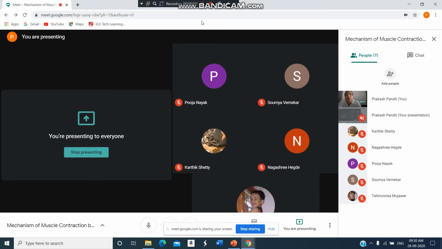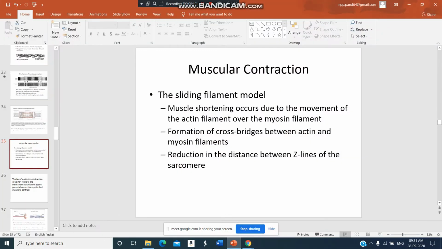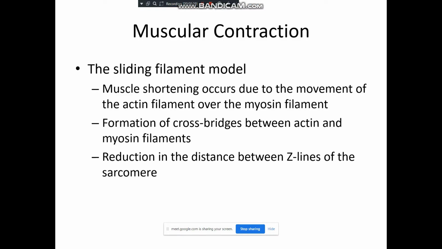So we will continue from where we have stopped. But before that, I would like to refresh your memory with respect to what we have discussed in the previous class. We are discussing muscle contraction, and before that, what's important for us is the structure of the muscle fiber and how it is important in understanding the process of muscle contraction.